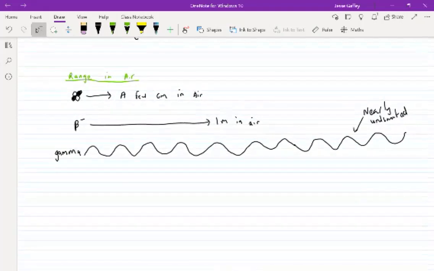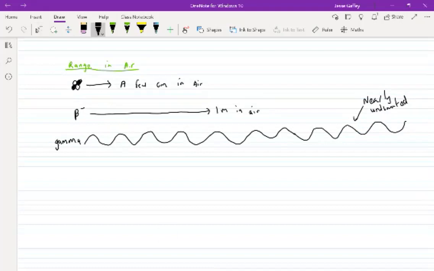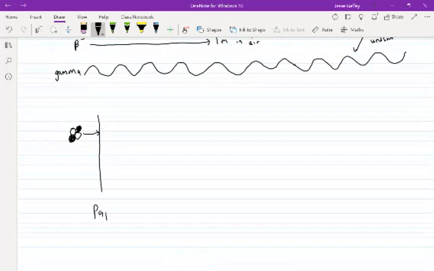This leads us on to talking about something called penetrating power. The range is how far they can travel in air. What about penetrating power? Well, if we take our alpha particle again, we know it can travel a few centimeters in air. But it would be stopped if we put a sheet of paper in front of it. The alpha particle is too big, it crashes into the paper particles and it slows down. It gains electrons and becomes just a helium atom.